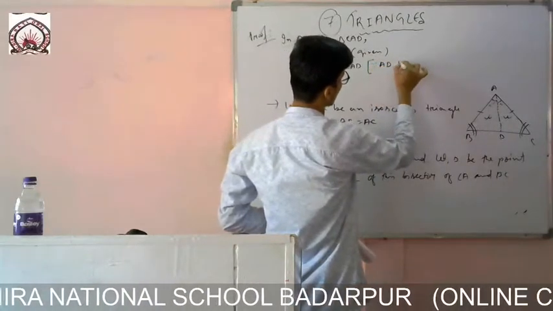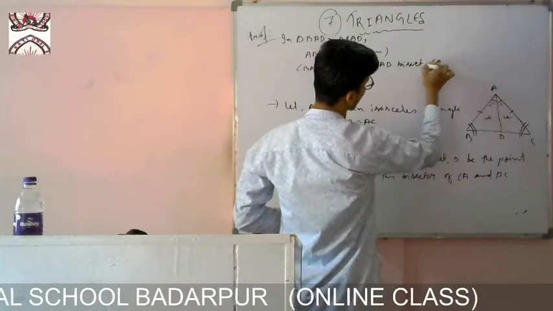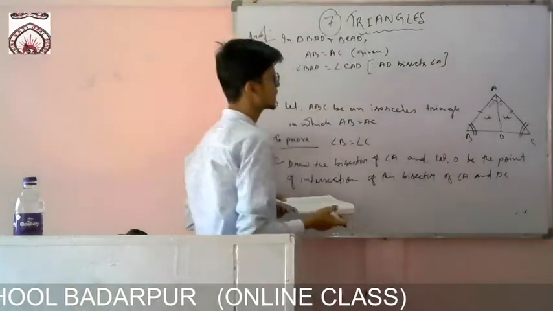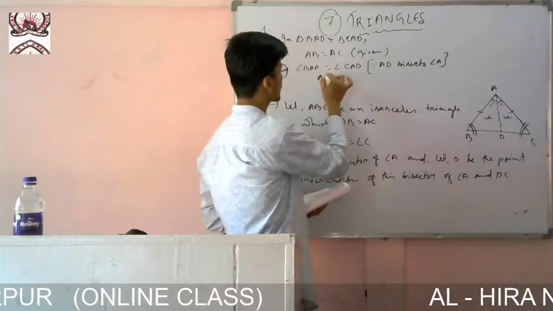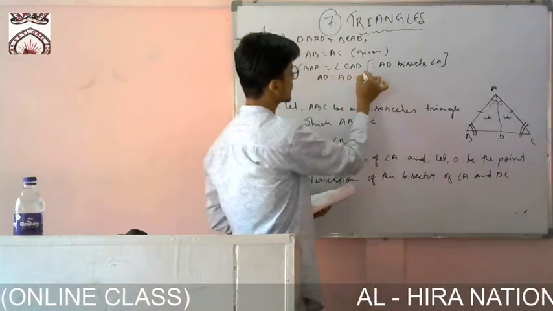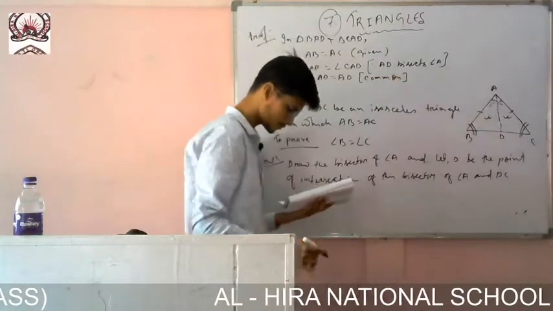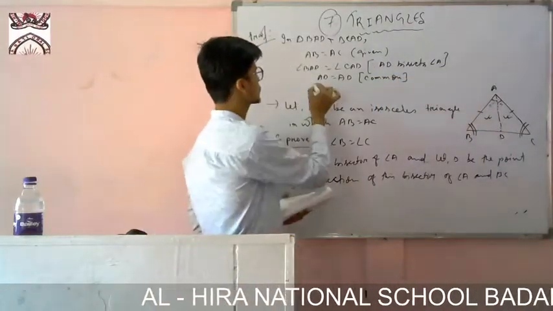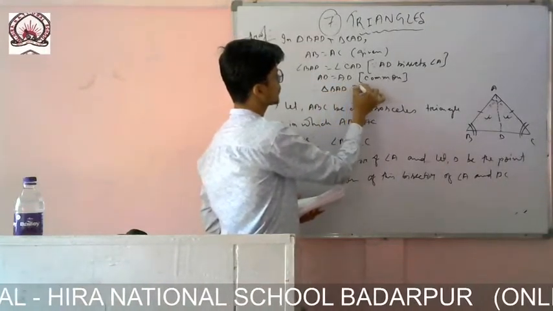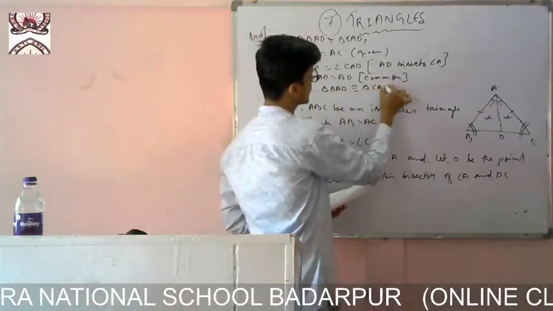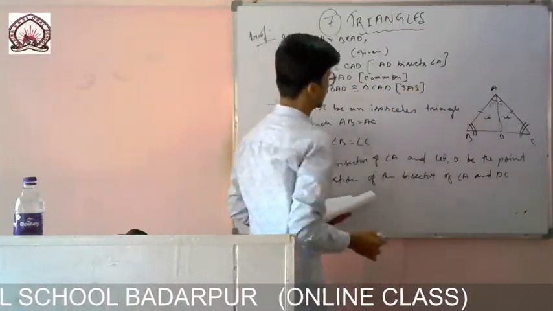Since AD bisects angle A. And AD is the common side for both triangles, so AD equals AD, and the reason is common, you write. So I can say that these two triangles are equal: triangle BAD is congruent to triangle CAD. And what is the property? Side angle side.